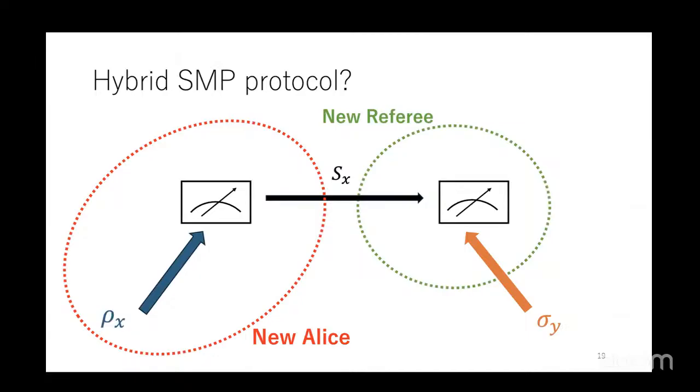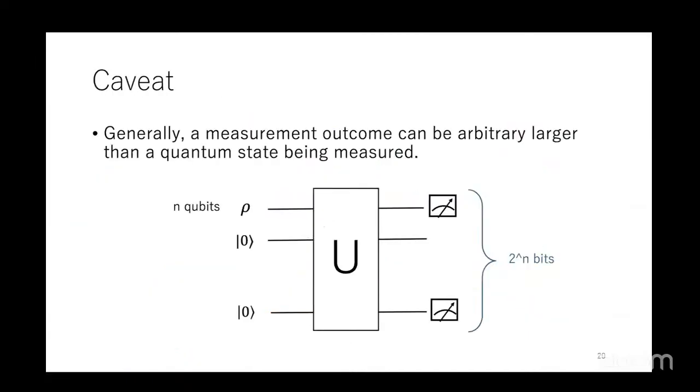However, this idea does not directly work, because generally speaking, the measurement result can be much larger than the original quantum message size. Say for an n-qubit state, we can measure it by adding a larger ancilla, and the measurement outcome can be 2^n classical bits.